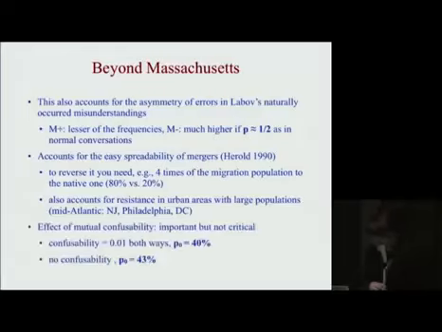And finally, even the mutual confusability of the vowels is not hugely important because, again, if you have a merger system, you only fail when you encounter the least frequent of the minimal pairs.